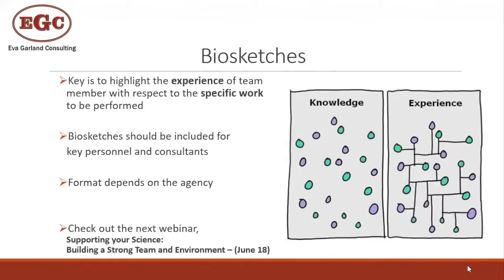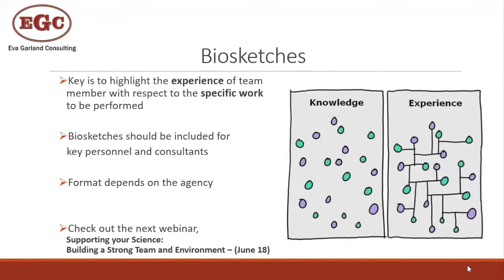Biosketches should be included for all key personnel, including consultants and collaborators. Key personnel are defined as individuals who contribute to the scientific development or execution of a project in a substantive, measurable way. So students and technicians are generally not considered key personnel. However, individuals who have been hired because of a specific and unique set of skills should be considered key personnel.